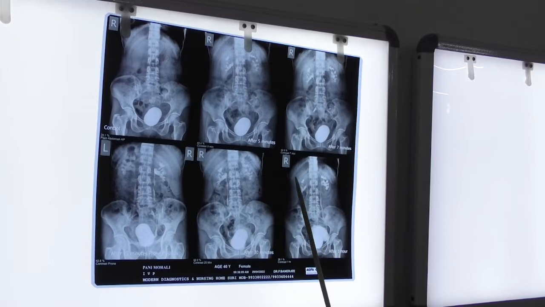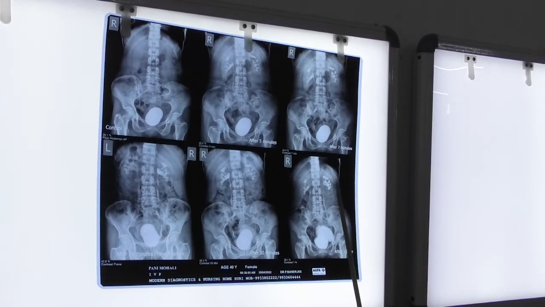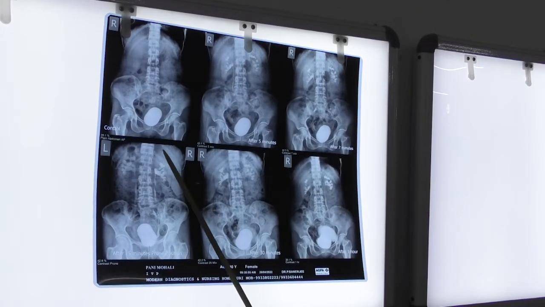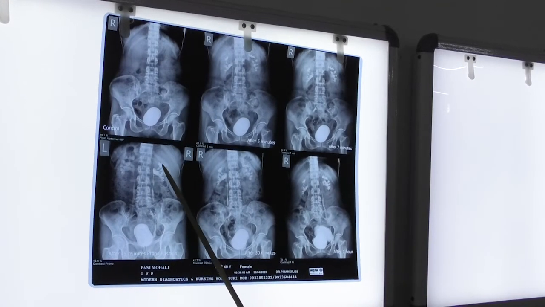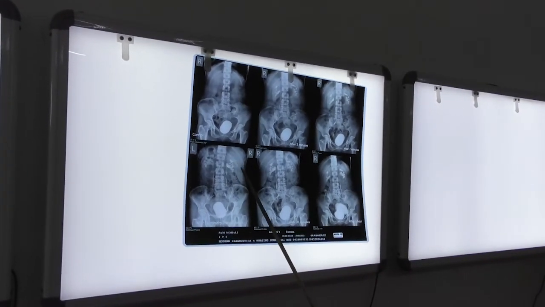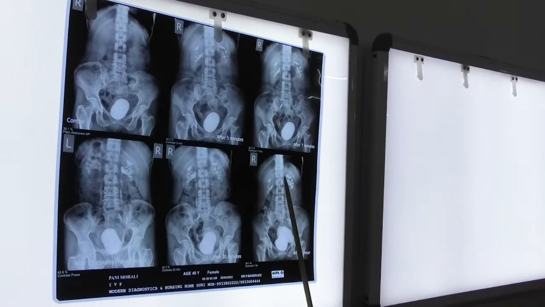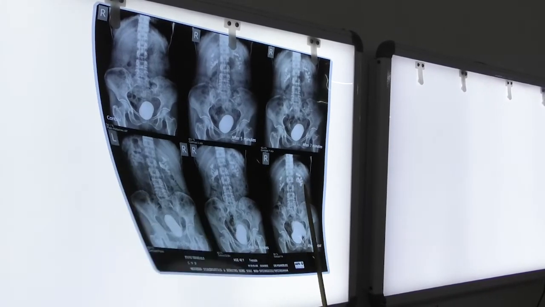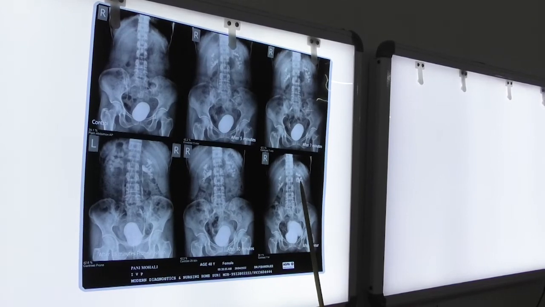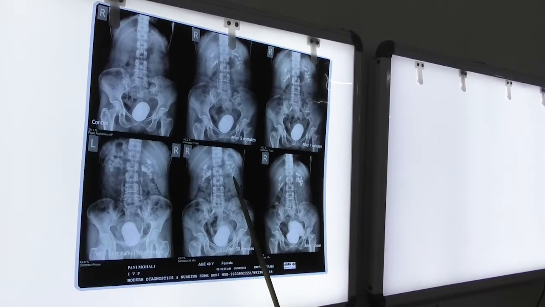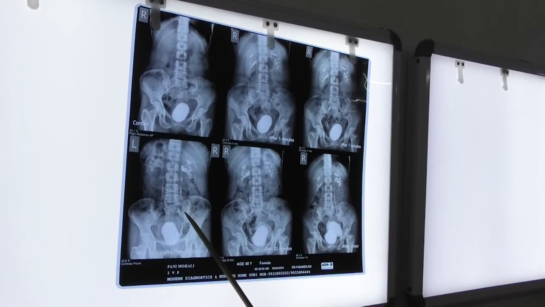So this is the shadow of the structures of the kidney. Again I am repeating. We can see the minor calyces, the small cup-shaped areas, then the major calyces. Here we can see the pelvis of the ureter, and this is the ureter.